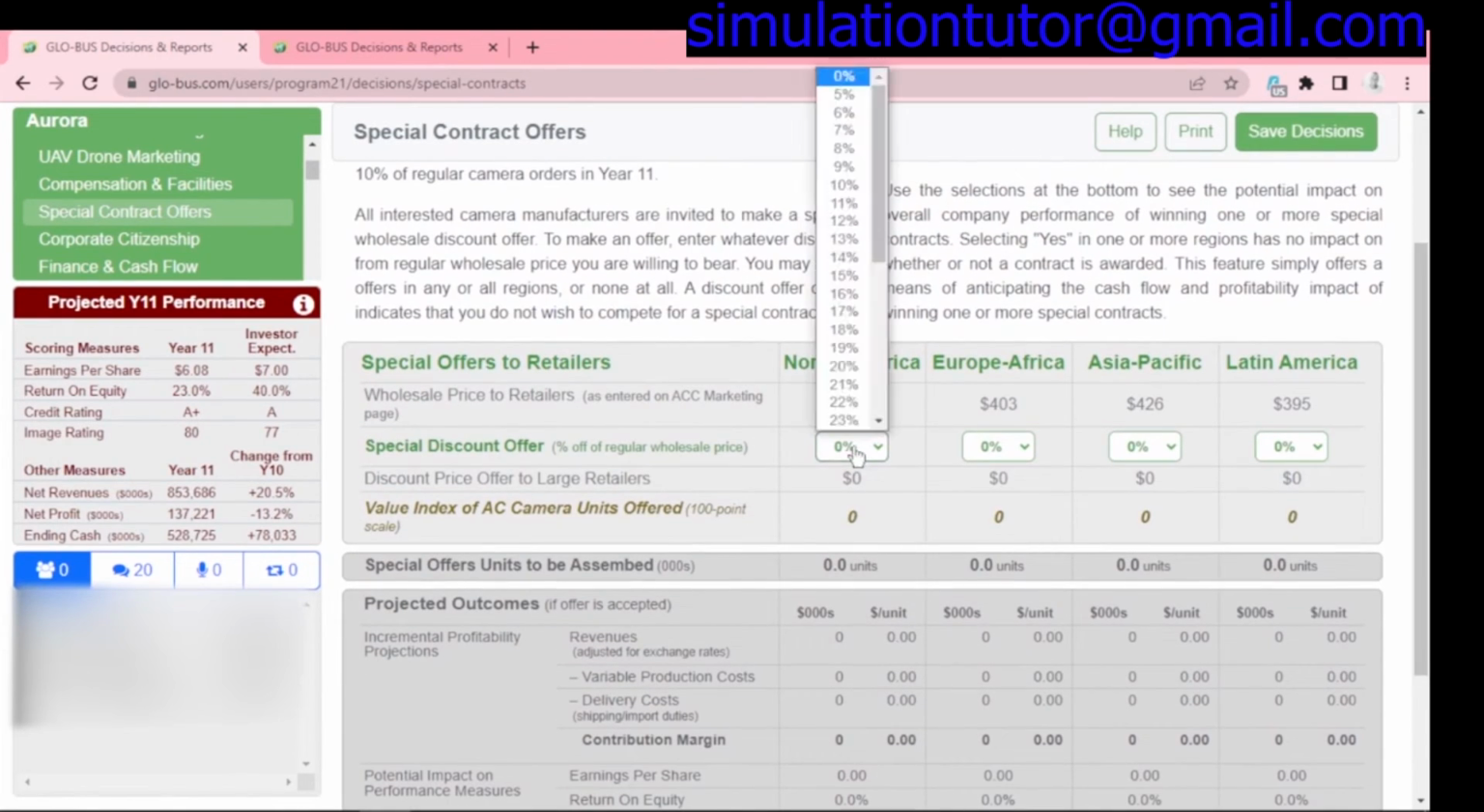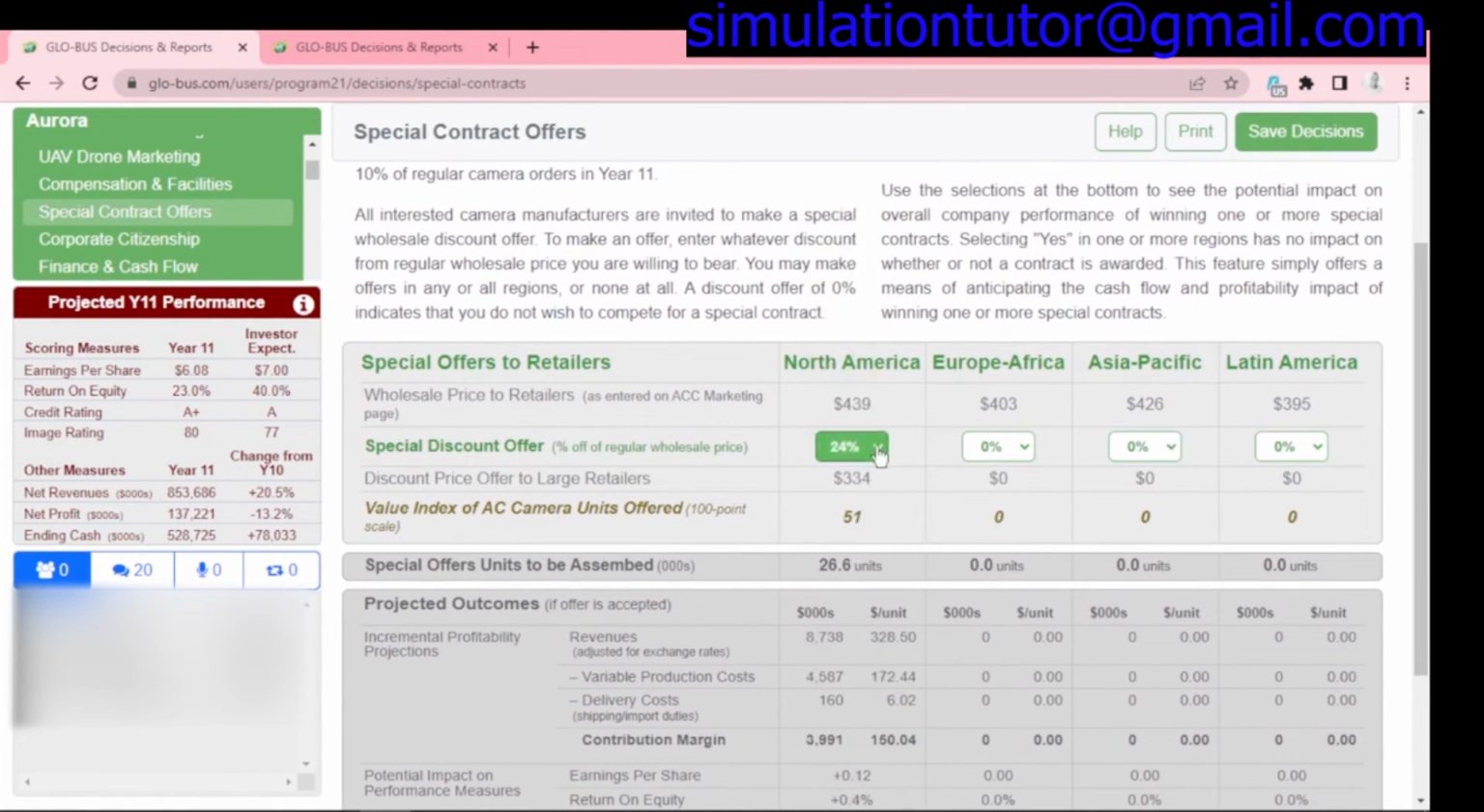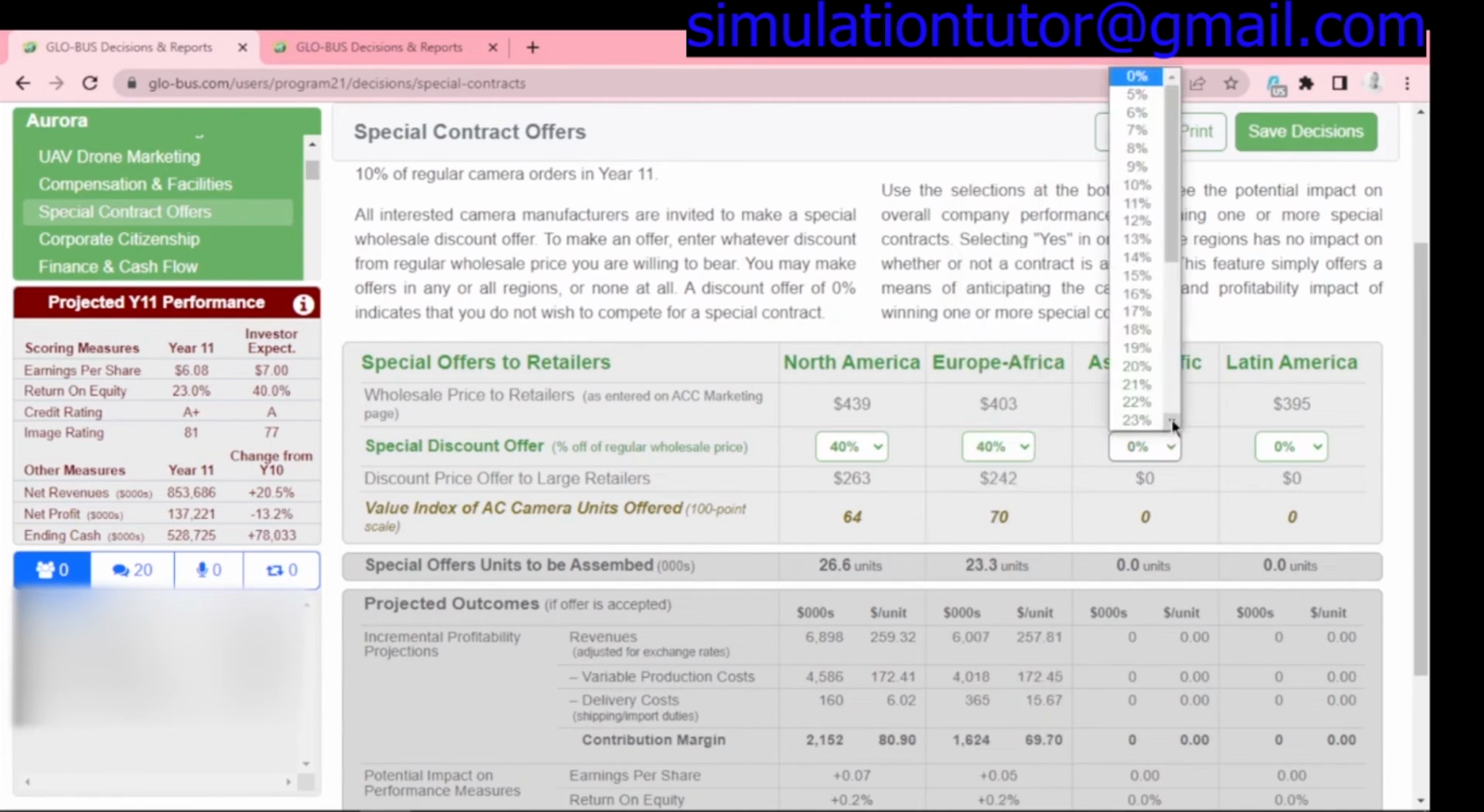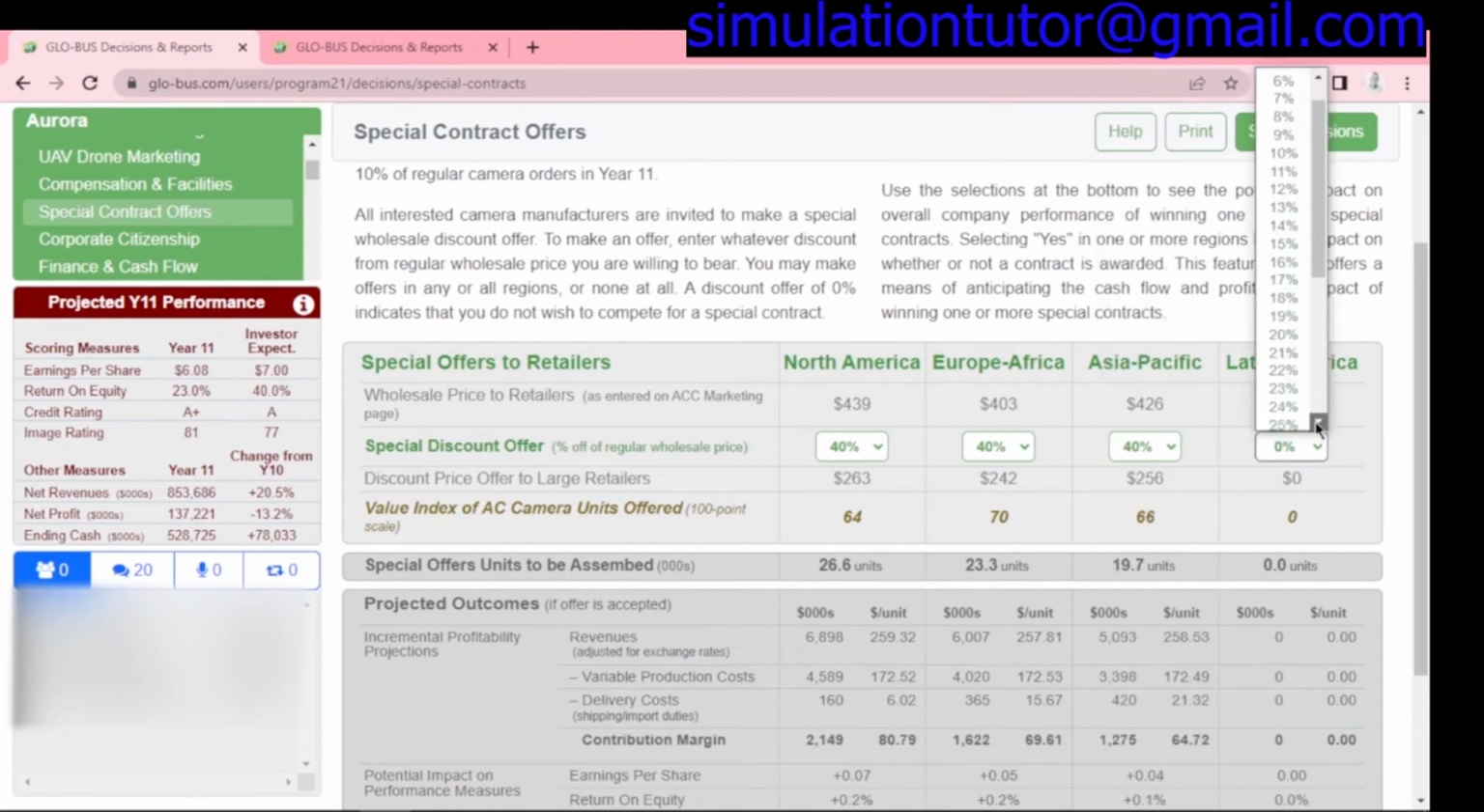So maybe I'll max up the discount offered in all the regions and see the impact. So we have 64. Maxing this up, we have 70. So I don't think I'll change them. 66. So that's a good figure.